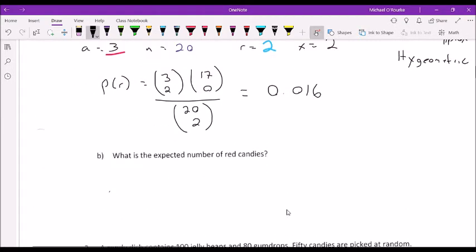What's the expected number of candies if you pull 2? Now what formula are we going to use for that? For which one? There's 3 of them. The expected value of red, expected number of red, is RA over N, which equals 2 times 3 divided by 20.